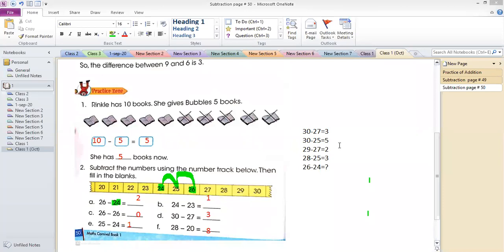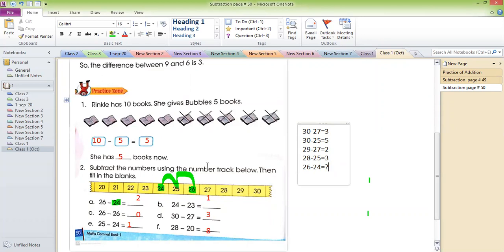Hamad Al Khalf, can you hear me? Yes, teacher. Hamad, 26 minus 24 equals? 22. No. Look here, this is 26. 1, 2. Yes, very good. You go back from 26. How many steps do you need to go back? 1 and 2. 2. So the answer is 2. Very good.